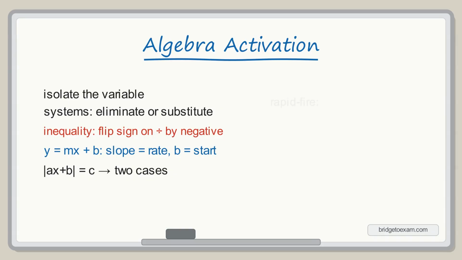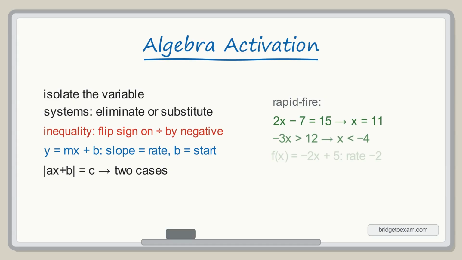Quick examples. 2x - 7 = 15 gives 11. -3x > 12 flips to x < -4. Absolute value splits into two cases, fast and clean.